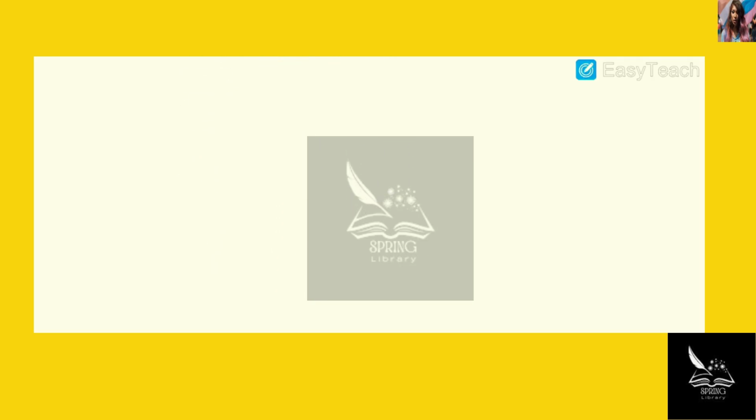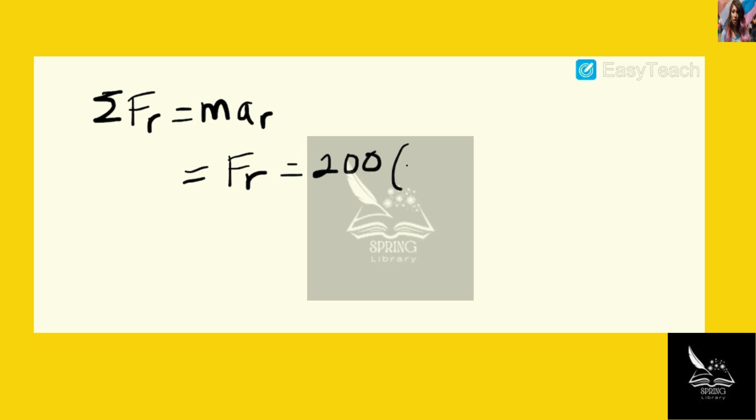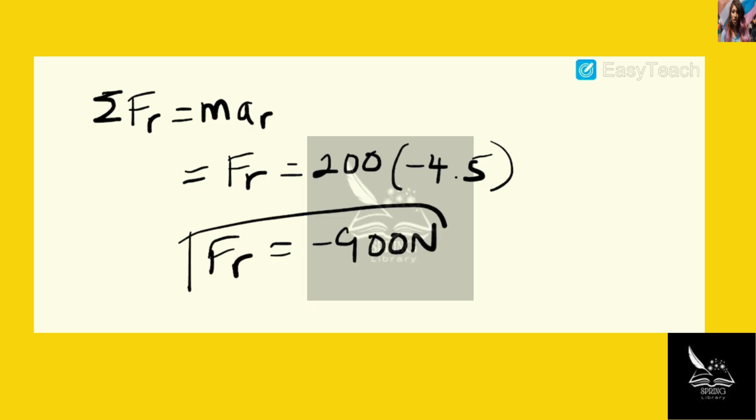So now we can apply Newton's second law and say that the net force in the r direction is equal to m times a r, and this is equal to Fr. That's equal to 200 times negative 4.5, because that's what we had for a r, and this gives us an Fr that's equal to negative 900 newtons. So that's one part of our answer.